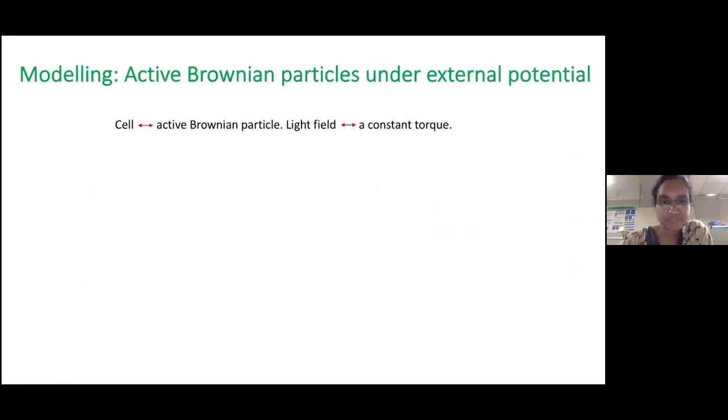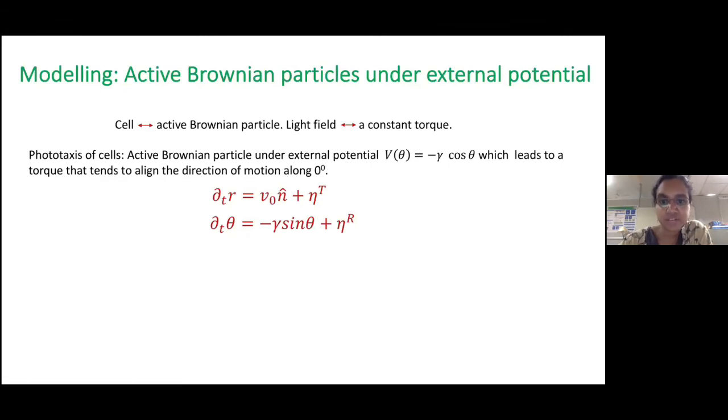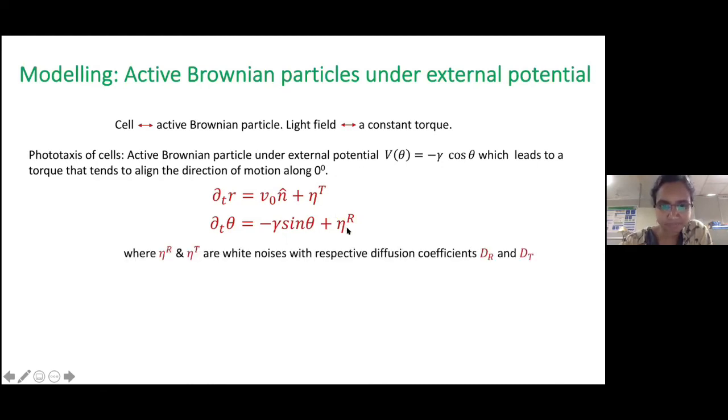So we used a very simple model to describe what is going on here. I will also show some experiments which will highlight the origin of this behavior. We are essentially looking at a model of a self-propelled particle in the presence of an external potential, which tends to orient the cells along the light direction. These are simple dynamical equations for the position and angle of the cells. And then there are some noise terms, such as thermal noise terms.